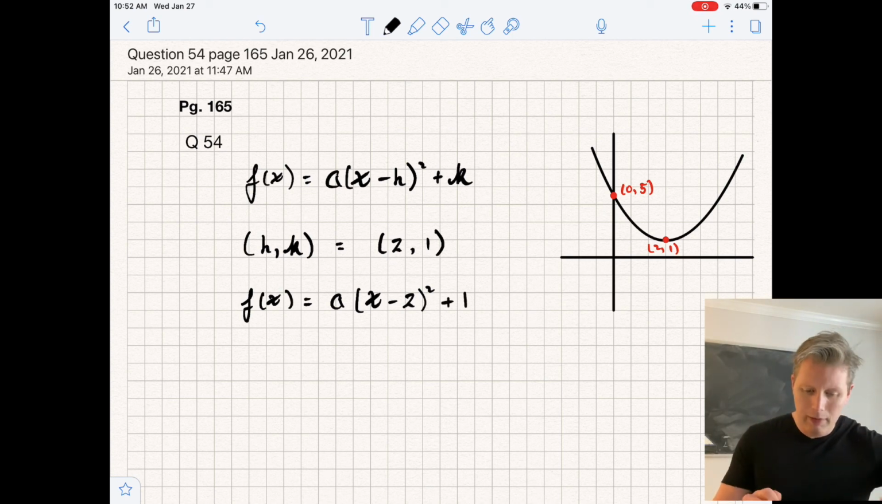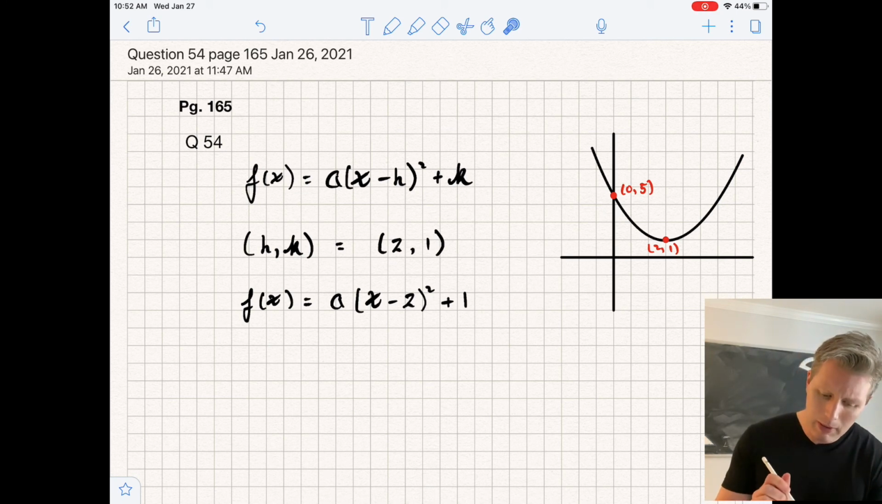And I'm almost there. If I look back at my original f of x up here, I said that I had three unknowns. I didn't know a, I didn't know h, and I didn't know k. Well, I filled in 2 of those. So it remains only then to find a. And in order to do that, I'm going to use the other point that I'm given. The other point that I'm given is 0, 5.